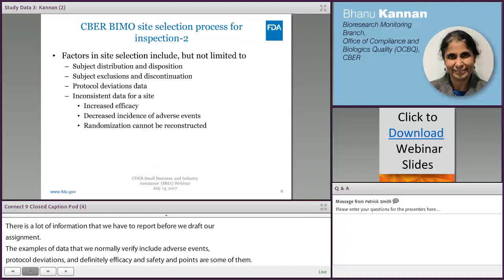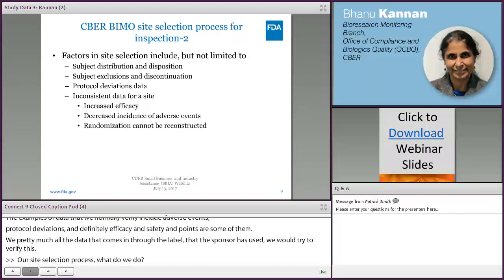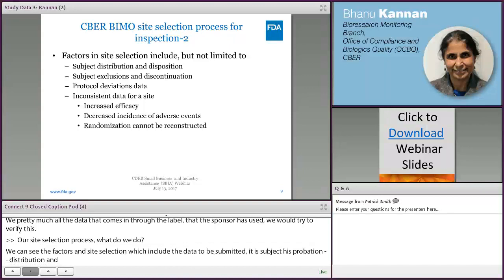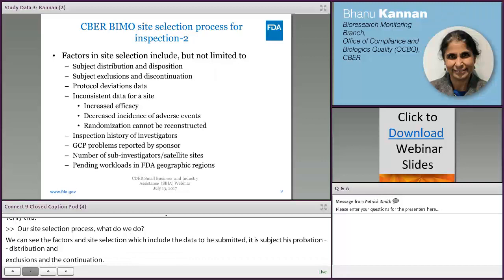So continuing with our site selection process, what else do we do? We consider other factors in site selection, which include the data you already submitted in the BLA, which is subject disposition, and also exclusions and discontinuations, namely screen failure data or any discontinuation that occurred during the study, protocol deviations, and other data that I had mentioned earlier. We use these factors to select sites.